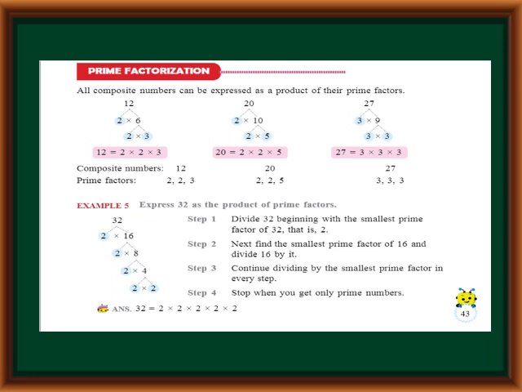Now we'll go on to the next sum, 20. Here we will start with the smallest prime number. Again it is 2. So 2 multiplied by 10 will give you 20.